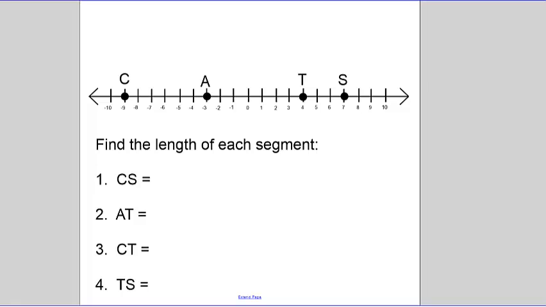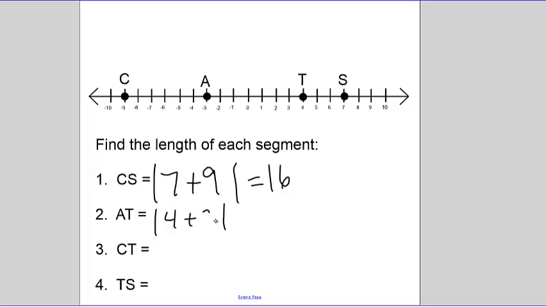Find the length of each one of those segments. How we can find the length of a segment is we take the absolute value of the difference of the endpoints. So CS. So I'm going to do 7 minus a negative 9 to get me 16. AT, the absolute value of 4 minus a negative 3 gets me 7. CT, 4 minus a negative 9 to get me 13.